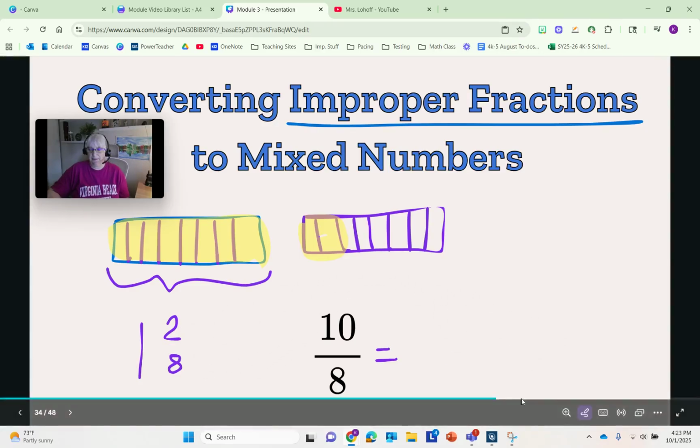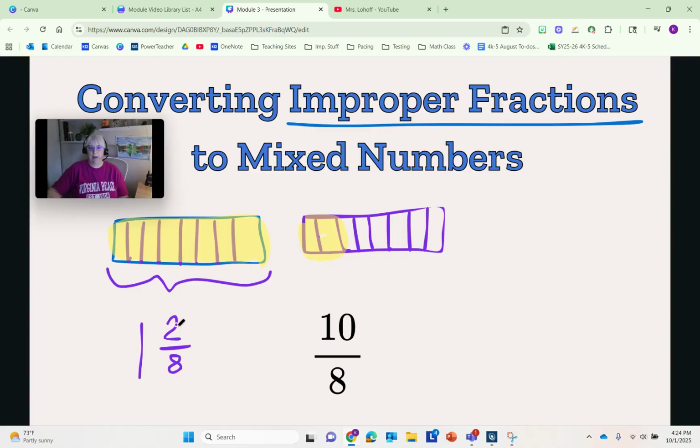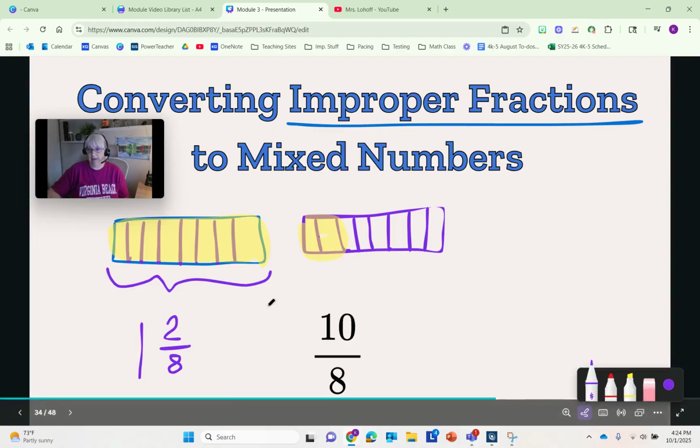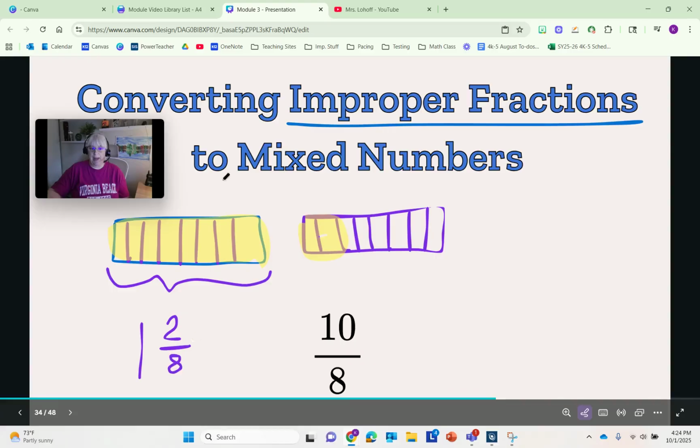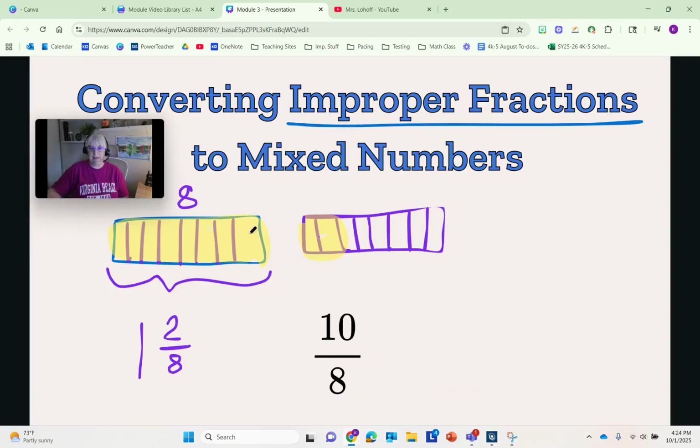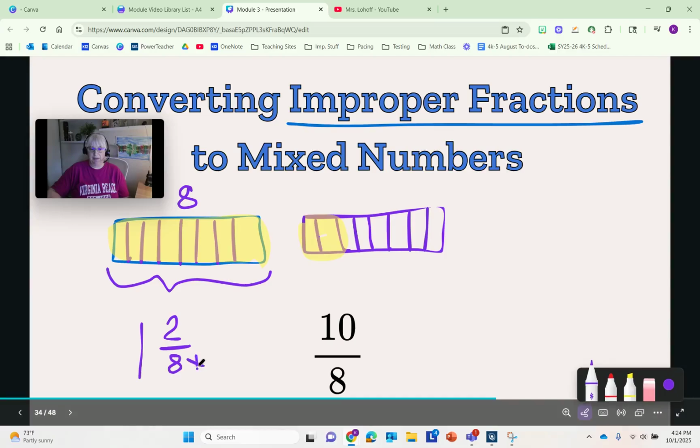Oop, I lost my fraction bar. Let's put it back. So 1 and 2/8. I want to say how much that is in an improper fraction. We already know it's 10/8, but let me show you how we get there. If I have one tray, one complete tray, we know that bottom number tells us we have 8, right? This is 8 pieces. That's what that bottom number here tells us. And the second tray only has 2 pieces.